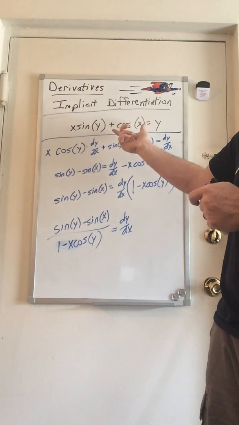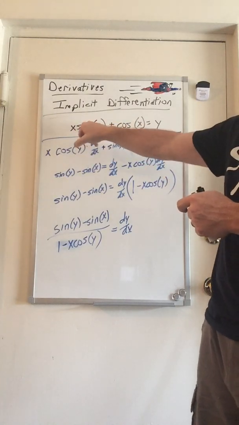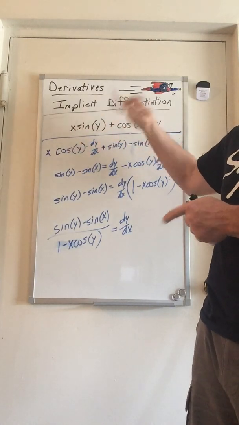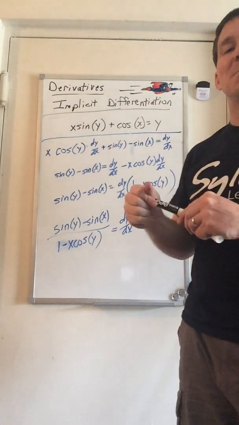Write it out, figure out where you have products, where you have chain rules, what is a variable, what is a function, and then apply all the appropriate derivative rules multiple times.